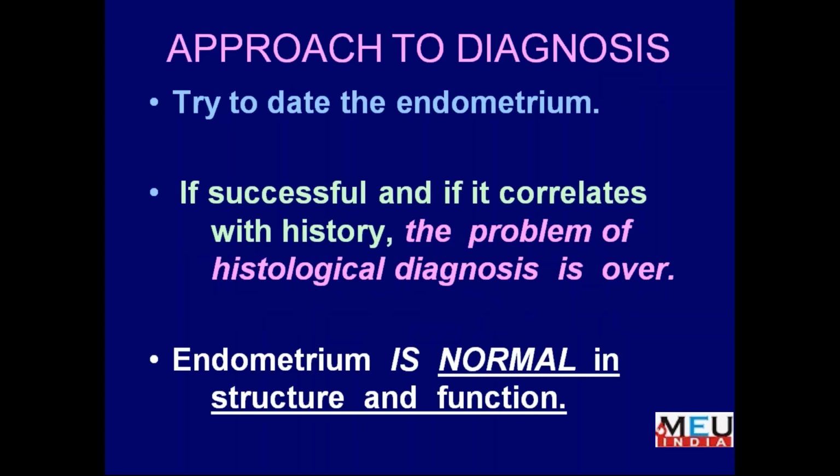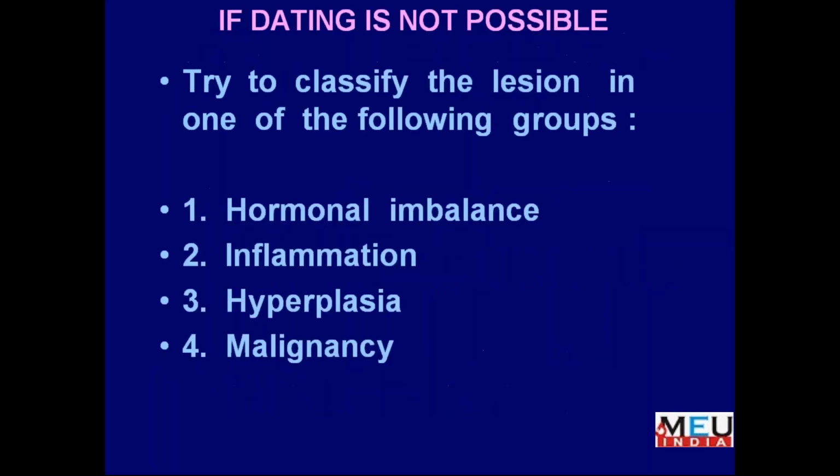First step is try to date the endometrium. If successful and if it correlates with history, the problem of histological diagnosis is over. That is, endometrium is normal in structure and function. Then the cause of infertility could be somewhere else. Our diagnosis problem is over.